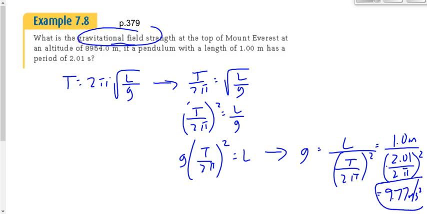Or we could have used what other units for gravitational acceleration other than meters per second squared? Newtons per kilogram, right? We learned that in our last unit when we were talking about gravitational fields, right?